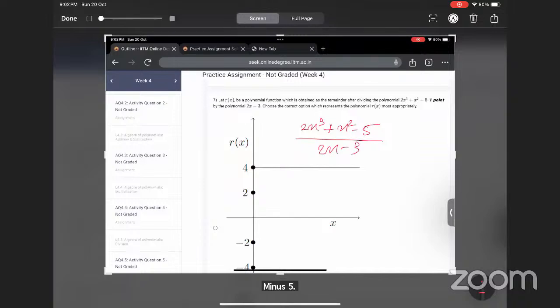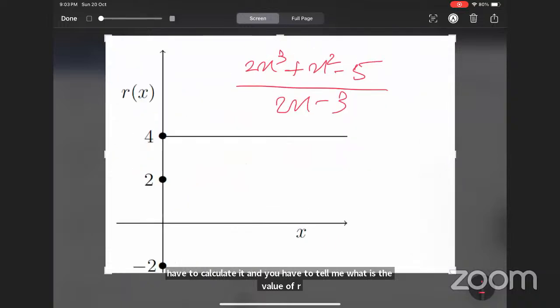I will give you 3 minutes. You have to calculate it and tell me what is the value of R. Ma'am, once check the chat, ma'am. Someone is saying something.